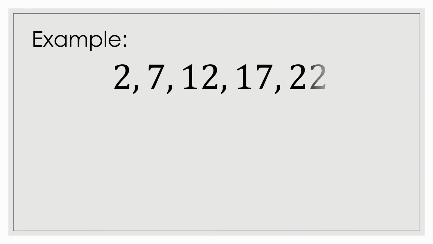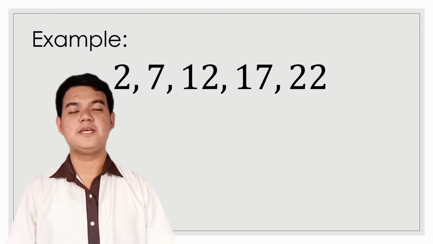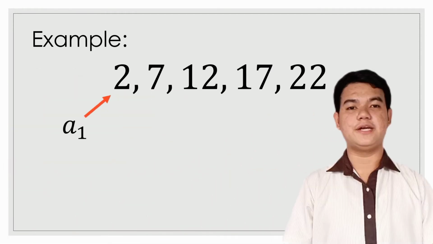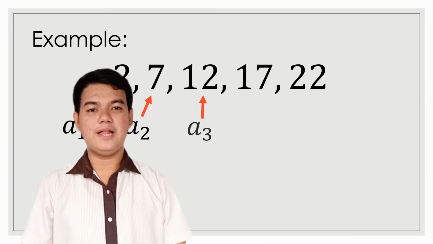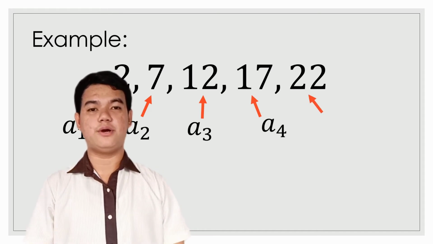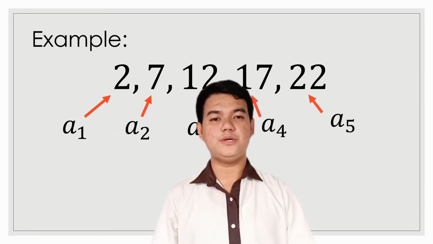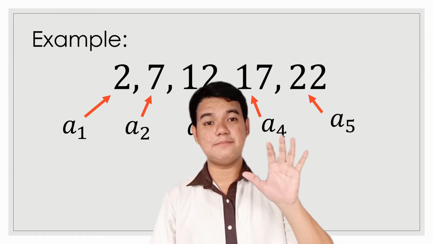Okay, for example, 2, 7, 12, 17, and 22. So 2 here is the first term or the A1, 7 is the second term or the A2, 12 is the third term or the A3, 17 is the fourth term or the A4, and 22 is the last term or A5. So we have 5 terms, that's why the last subscript is 5.